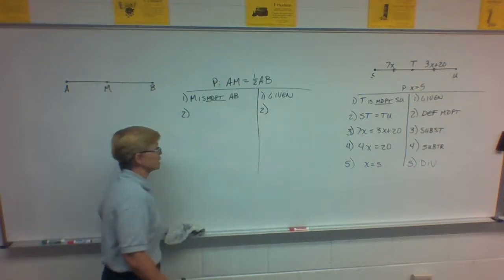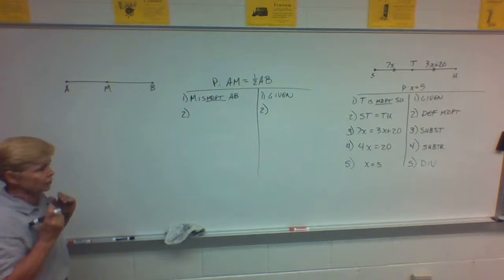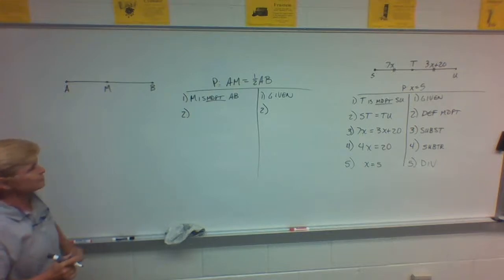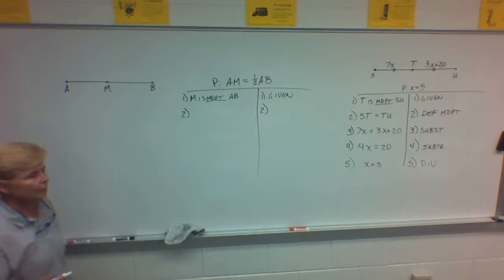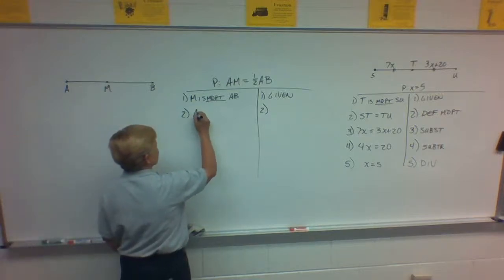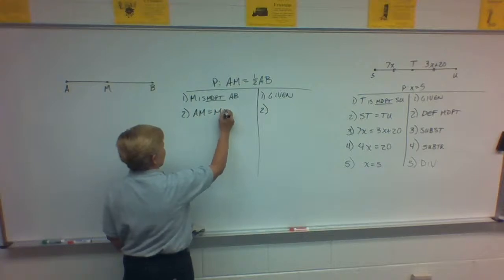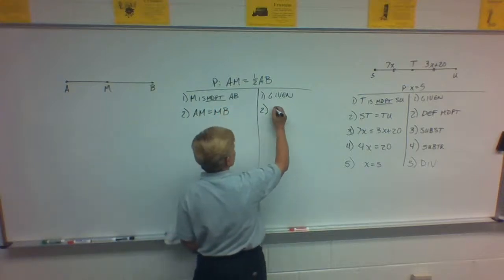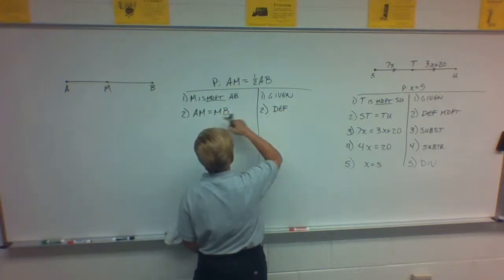So in this scenario here, how will I define midpoint with an equation with this picture? AM equals MB. That's the definition of midpoint, that the two halves are equal. It gives you an equality.